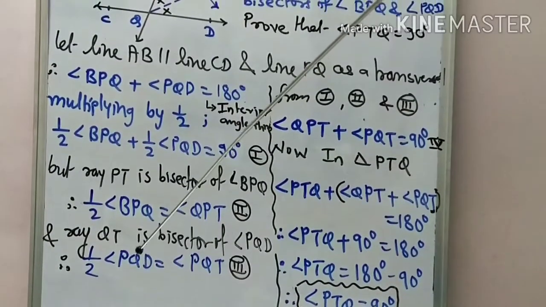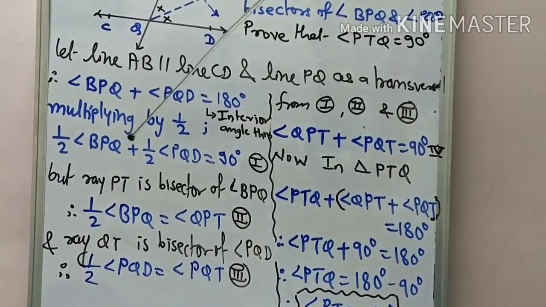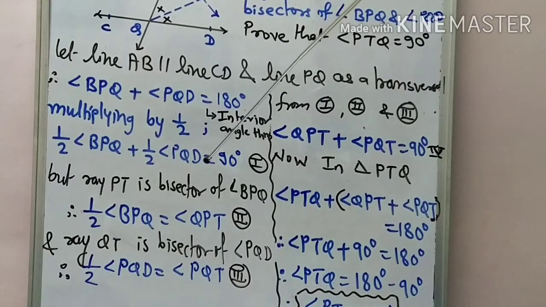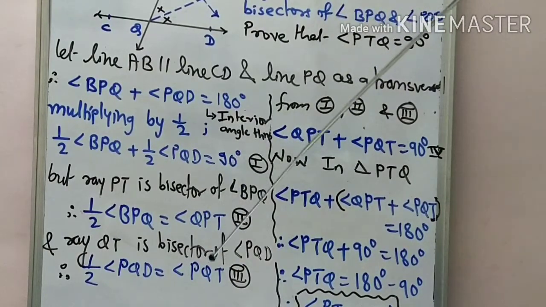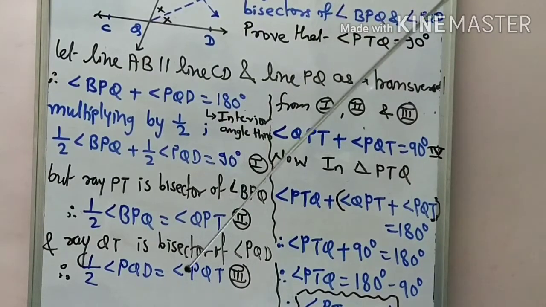Okay, so we replace this half of angle BPQ plus half of angle PQD with these two angles of triangle PTQ, and hence from 1, 2 and 3 we can write it as angle QPT plus angle PQT, instead of these two, is equal to 90 degrees, and number it as 4.